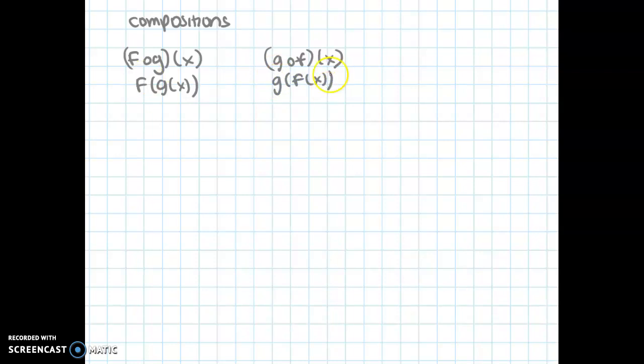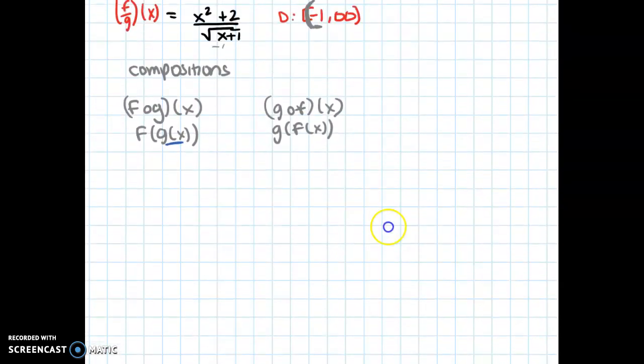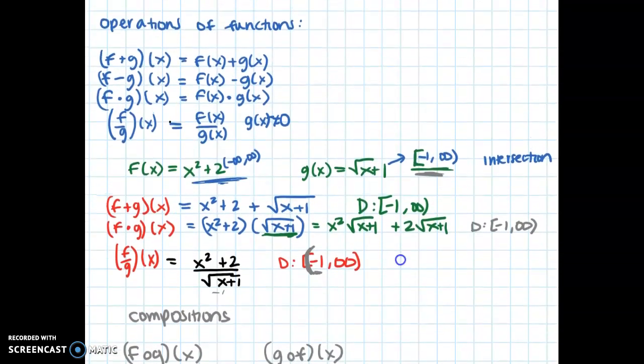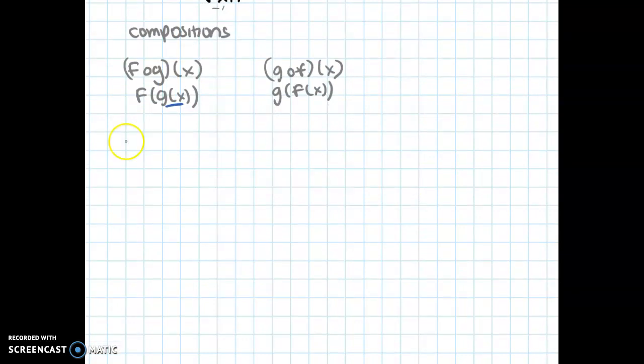So when you're looking here at these two functions, you're plugging an entire function g of x in for f of x. And this process, I think you did a lot last year, so I'm pretty sure it should be familiar to you, but the domain part is sometimes the challenging part. So let's evaluate. We'll stick with our same two functions. f of x equals x squared plus 2, and g of x equals the square root of x plus 1.